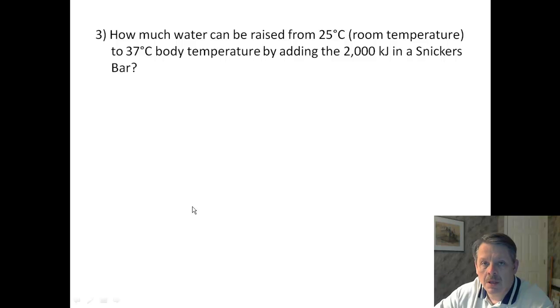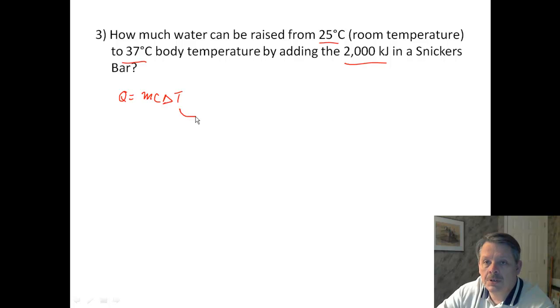All right. How much water can be raised from 25 degrees centigrade to 37 degrees centigrade, which is body temperature, by adding the 2,000 kilojoules in a Snickers bar? So if you eat a Snickers bar that has 2,000 kilojoules of energy, right, how much water can be raised from 25 degrees to 37 degrees? Well, again, just like we saw in the last one, we're dealing with liquid water the entire time. All right. So what we can do is Q equals mc delta T. Right? Well, the temperature is going up from 25 to 37, so that's 12 degrees Celsius.